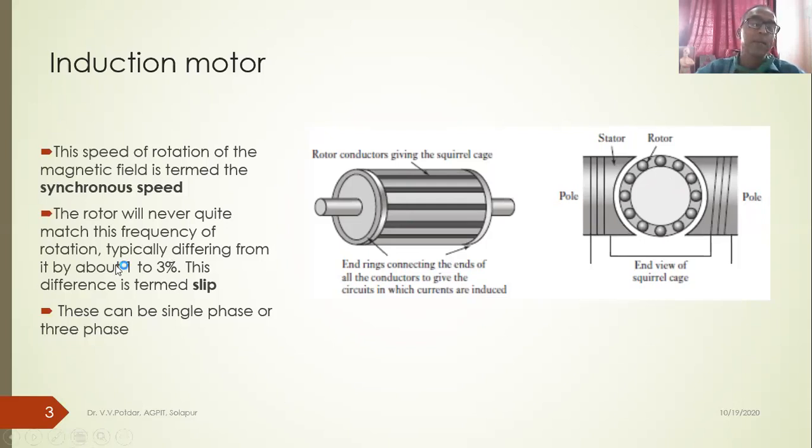The rotor will never quite match this frequency of rotation, typically differing from it by about 1 to 3%. This difference is termed as slip. So it is lagging behind the rotating magnetic field by 1 to 3%. The induction motors can be single phase or three phase.